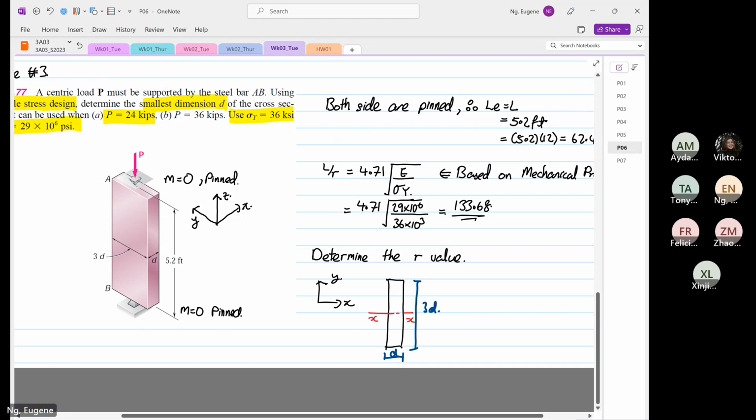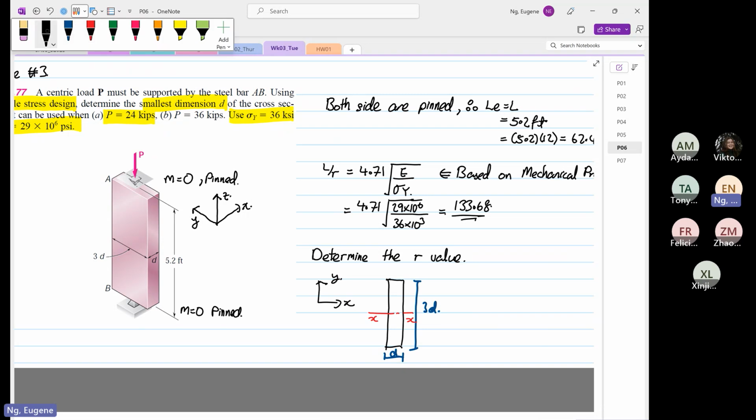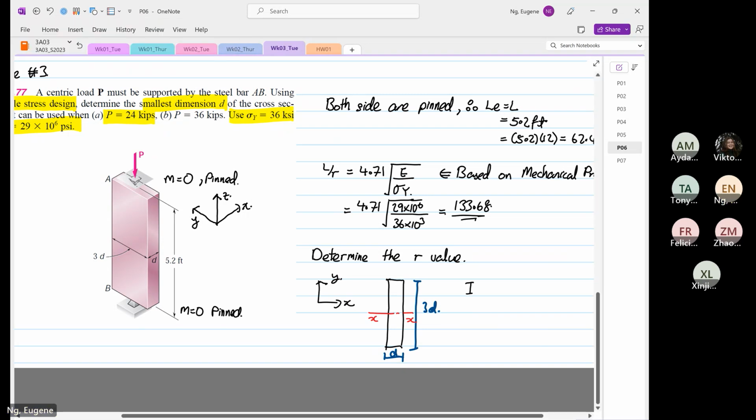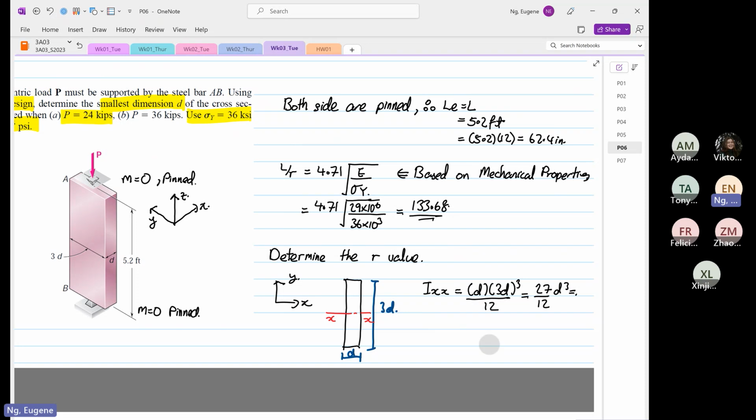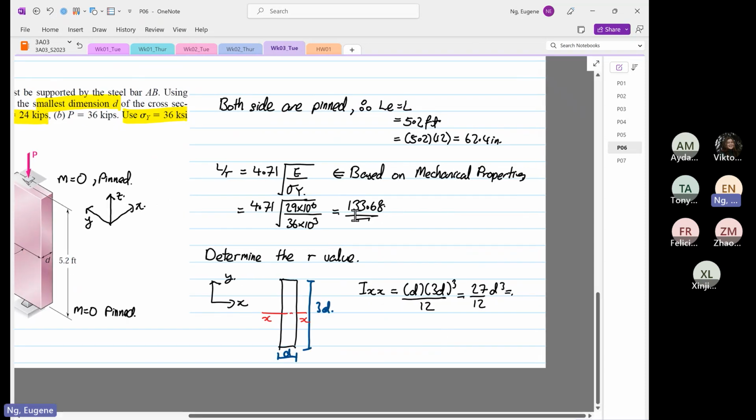is XX, so we can formulate our IXX. IXX is equal to the width D times the depth 3D cubed over 12. So this is 3 to the power 3, which is 27 over 12 D cubed. And 27 over 12 you can bring down to 9 over 4, or 9D cubed over 4.